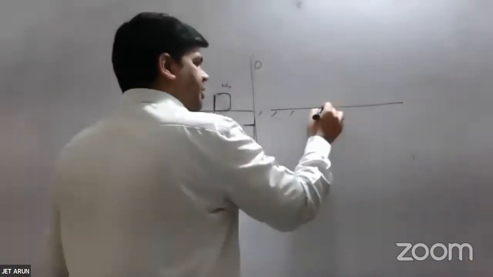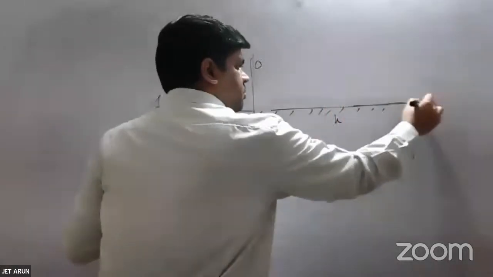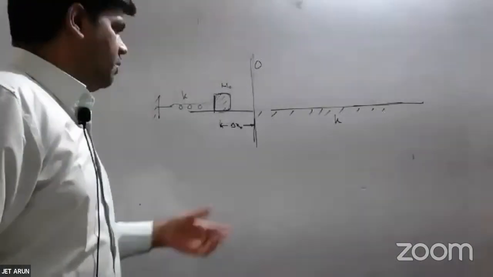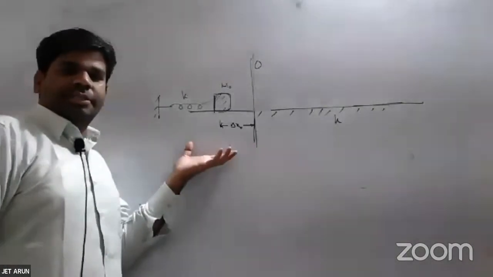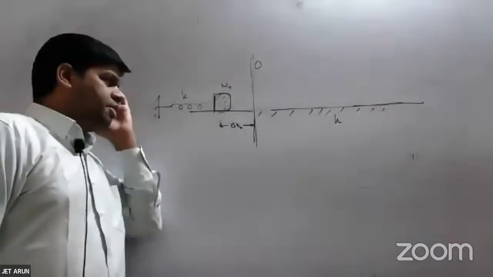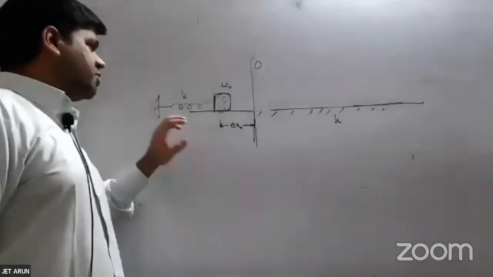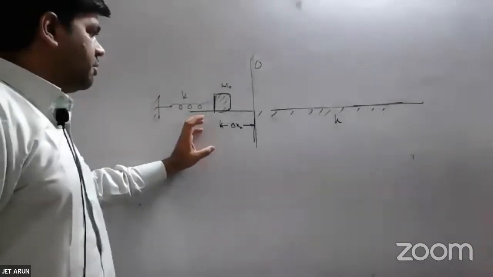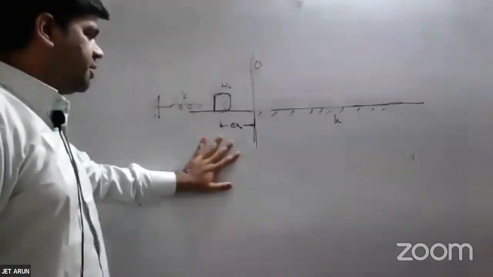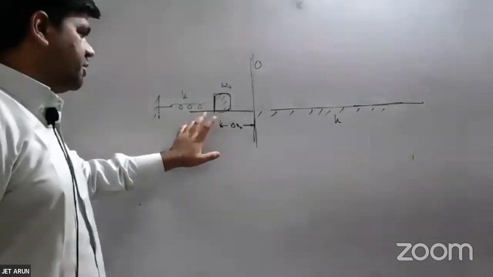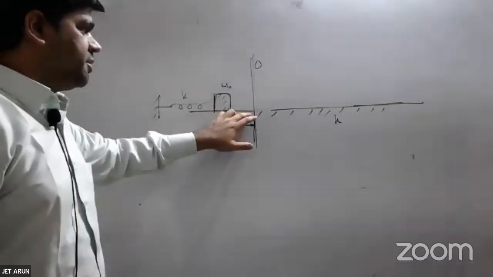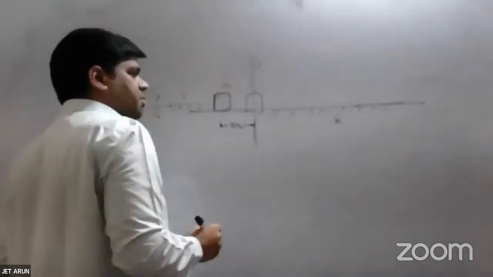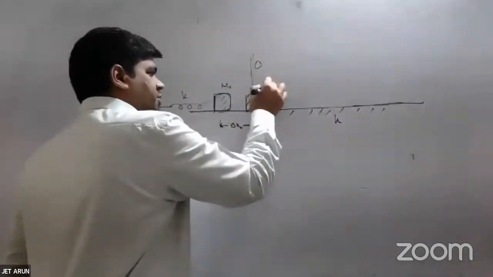All right, I have to determine the distance at which it will stop. I compress it by delta x naught and release it. What happens? There is some potential energy stored in the spring. As I release it, because it's frictionless, there is no loss of energy here. This potential energy gets converted completely into kinetic energy till it reaches this equilibrium position. It will achieve a maximum velocity v naught.